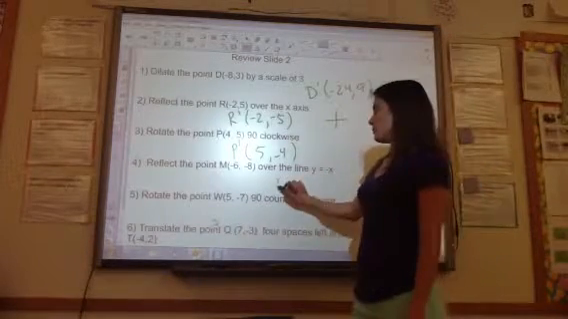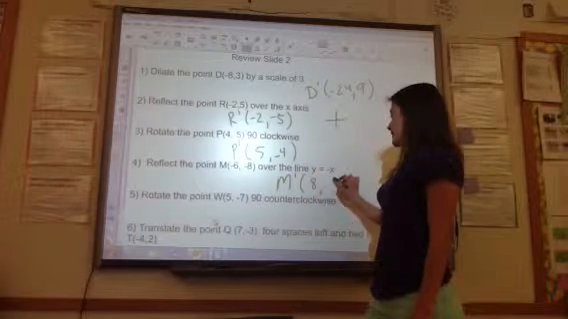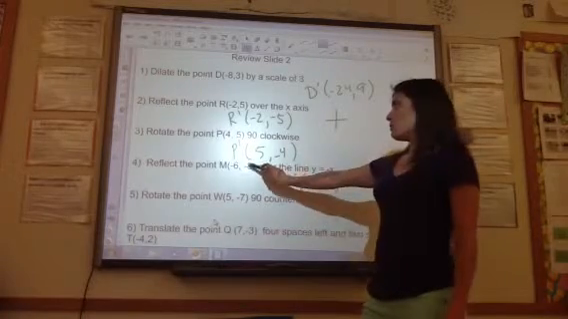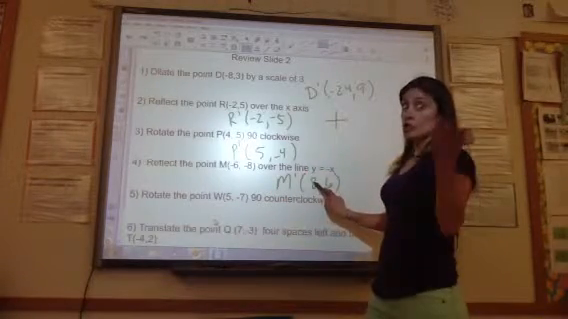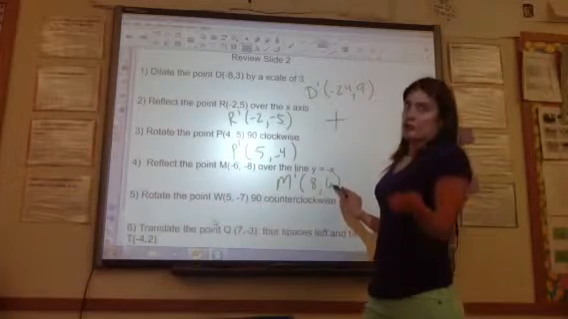Again, when I reflect over y equals negative x, both of my coordinates switch places and become the opposite. So my y becomes my x, but then changes its sign, and my x becomes my y and changes its sign.